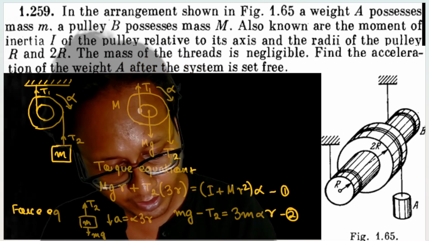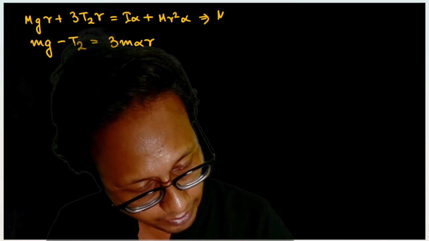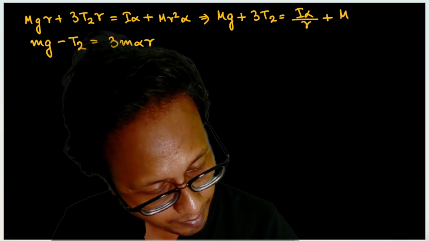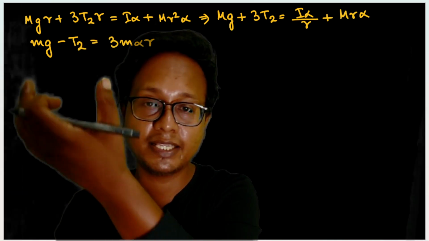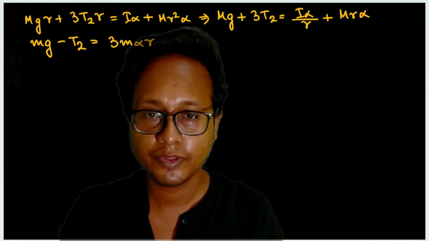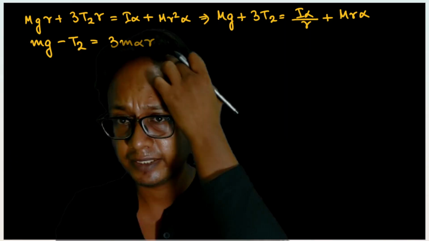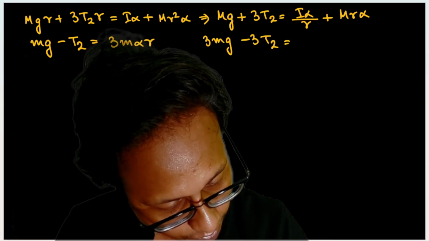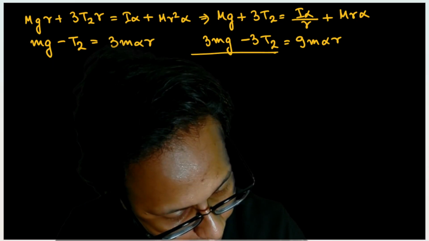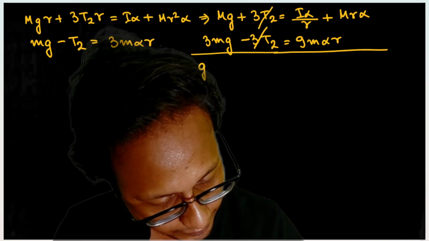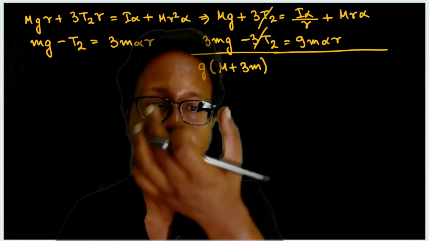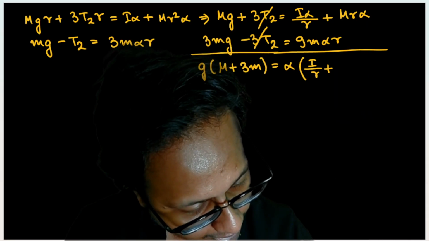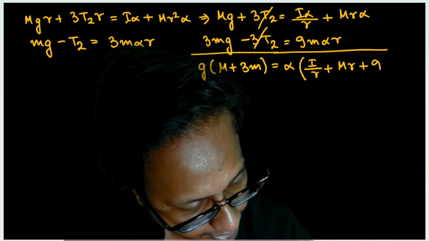Now the first equation, I'll divide the entire thing by r. So mg plus 3t2 is equal to I alpha by r plus m r alpha plus m r alpha. I divided the first equation, left hand side and right hand side, by small r. Now I'll take this equation. If I multiply this equation by 3, left hand side by 3, right hand side by 3, what do I get? 3mg minus 3t2 is equal to 9m alpha r. Now this and this would get cancelled. Now g into m plus 3. On the right hand side, what can I take common? I can take alpha common, which is equal to alpha into I by r plus m r plus 9m r.